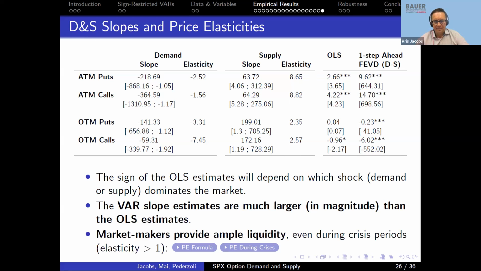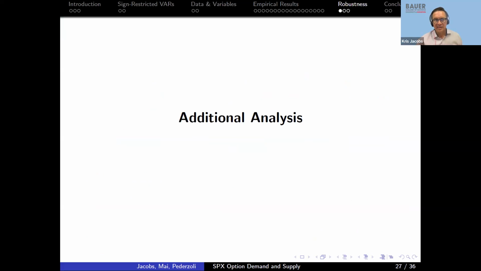All right. Okay. By the way, one thing I don't have here is that the statement earlier, where I said that market makers provide ample liquidity, means these elasticities are fairly large, right? And if you repeat this analysis only with the crisis periods, then you still get elasticities that are smaller than these numbers, but are still above 1. So they still provide substantial liquidity in crises.